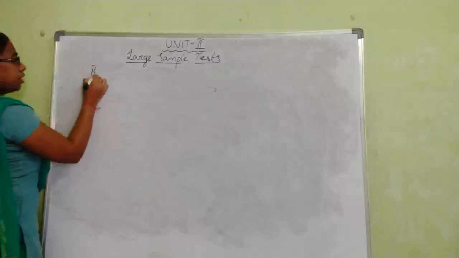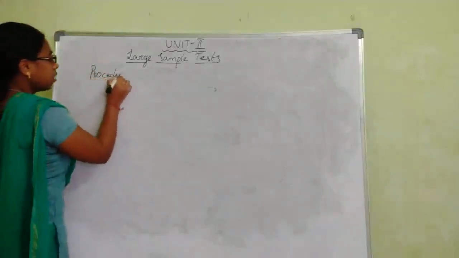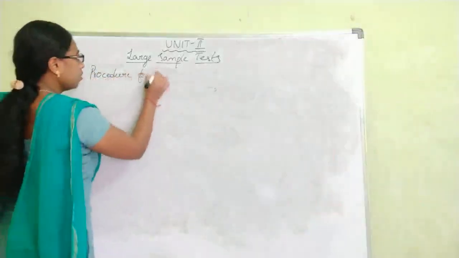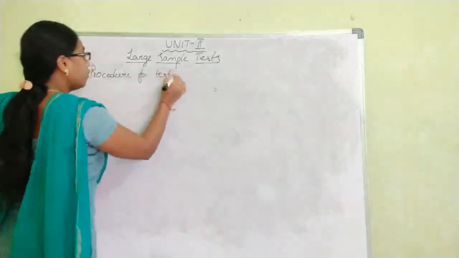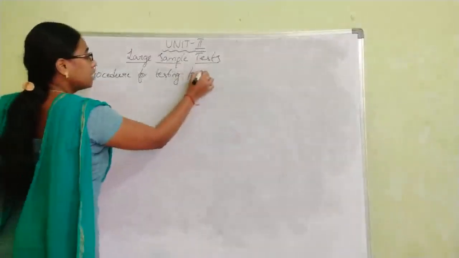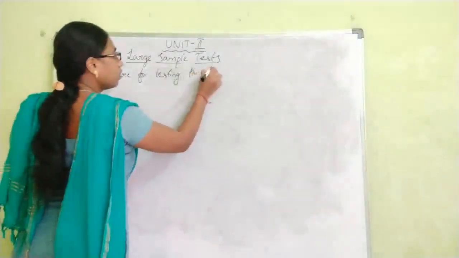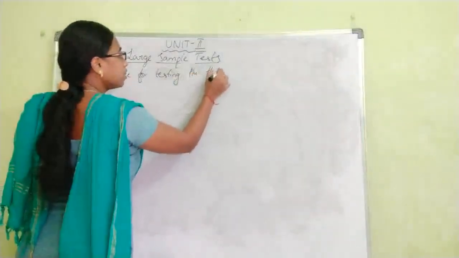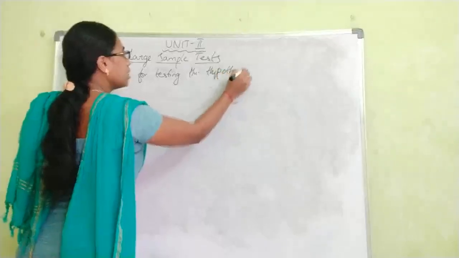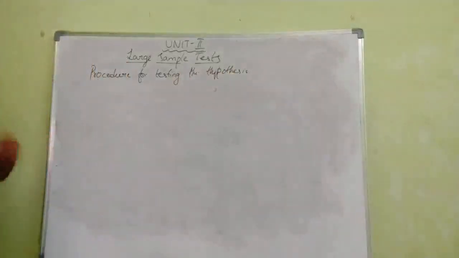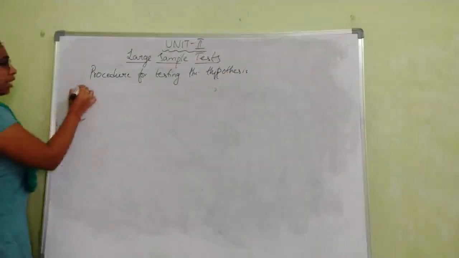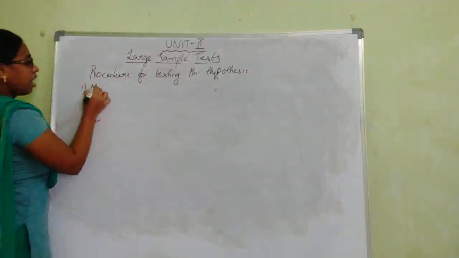So now coming to the procedure for testing the hypothesis. So what are the different steps involved for testing the hypothesis? We'll see now. So in any testing of hypothesis, the major steps involved are, the first one is defining the null hypothesis.